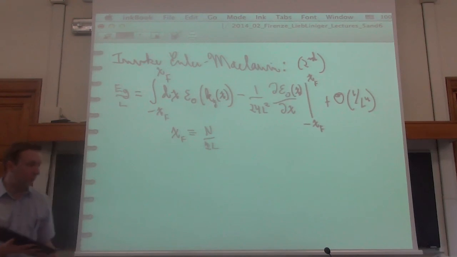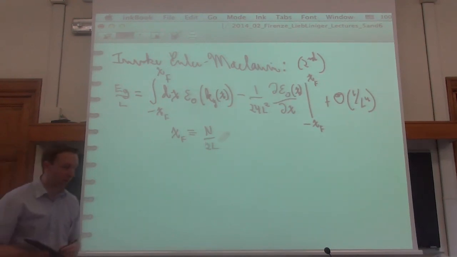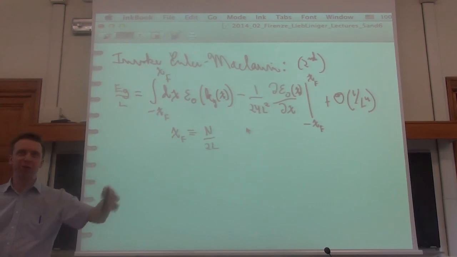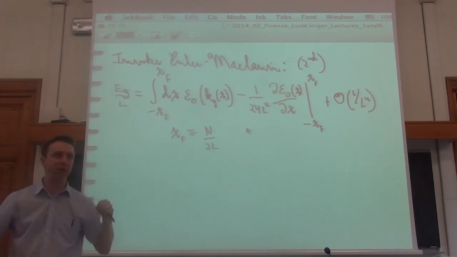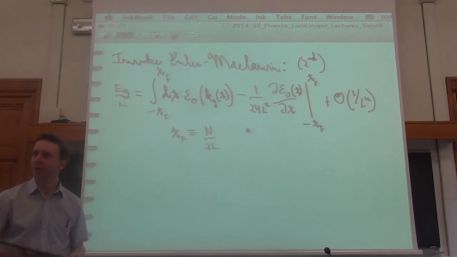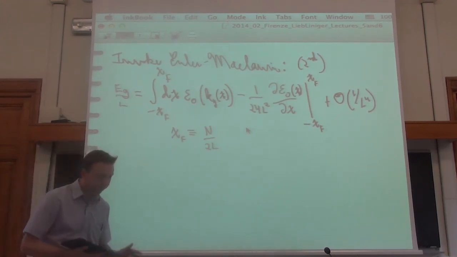Really, you've done Euler-Maclaurin before, right? When you've evaluated integrals numerically and things like that, you get the summation and then you get these derivatives at the boundaries that you need to take into account. Familiar? Okay, that's all it is.